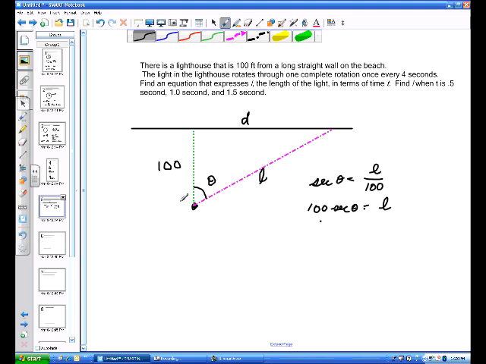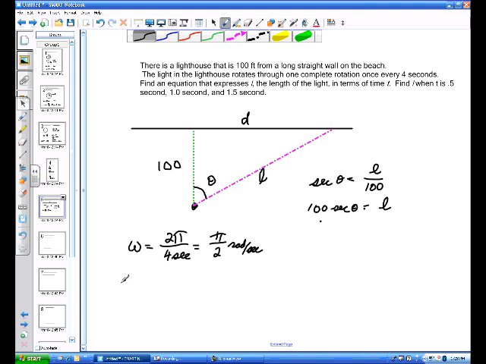We know our angular velocity. It said that it made a complete rotation, which would be 2 pi radians, in 4 seconds. So our angular velocity would be pi over 2 radians per second, which we got from it making a complete rotation every 4 seconds. So that's our angular velocity, but we want theta.